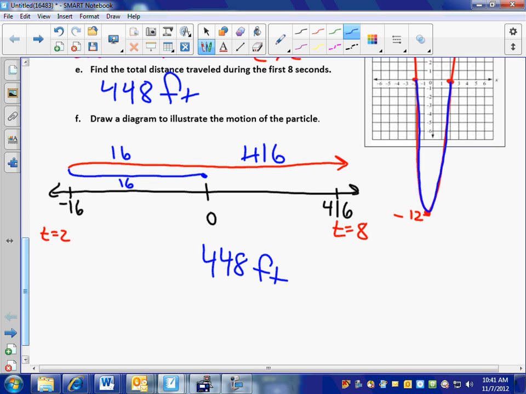It says draw a diagram to illustrate the motion. I drew it. These numbers that I put here, negative 16, 0, and 416, do those represent time? No. What do they represent? Position. Did I use the time to figure those out? Yes. Let's recap, and then you guys can practice a couple problems to try.